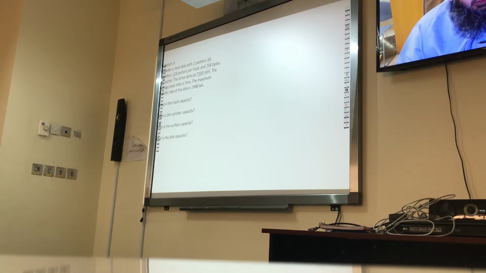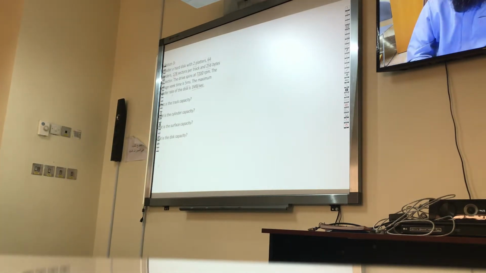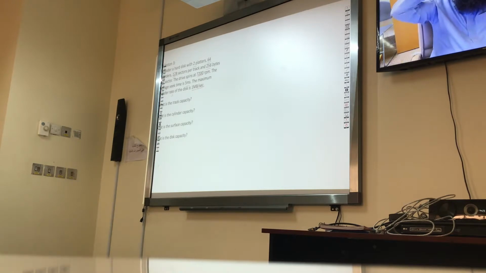Okay? And there is some transfer information about it. It spins at 7200 RPM. The average seek time is 5 milliseconds. And the maximum transfer rate of the disk is 1 MB per second. That is, in 1 second it can transfer up to 1 megabyte. That's the transfer rate of this. Okay? Now I ask you some questions about this.